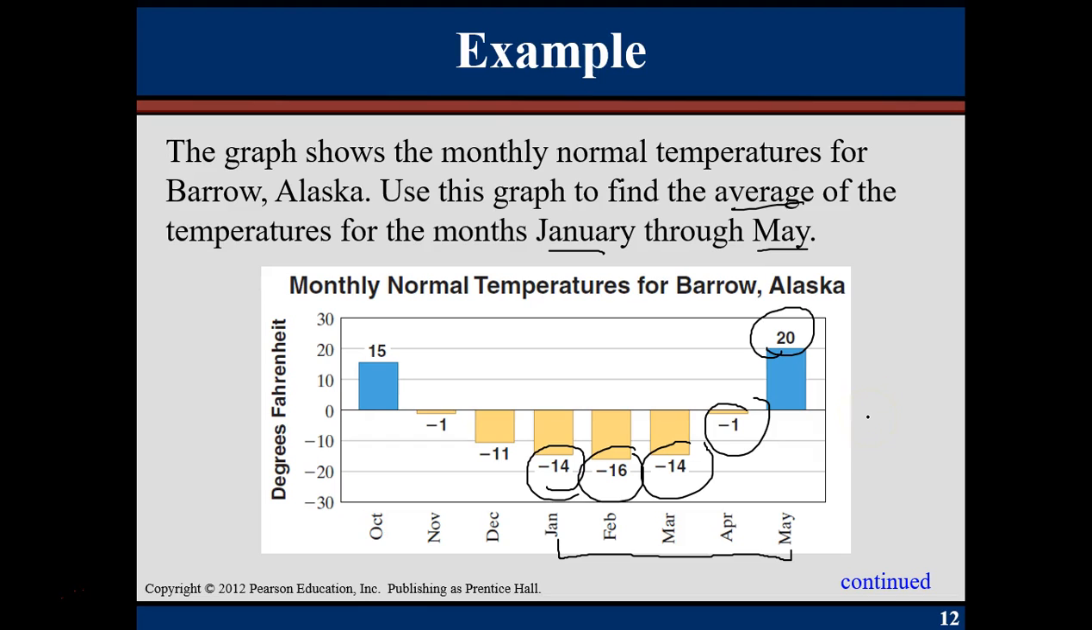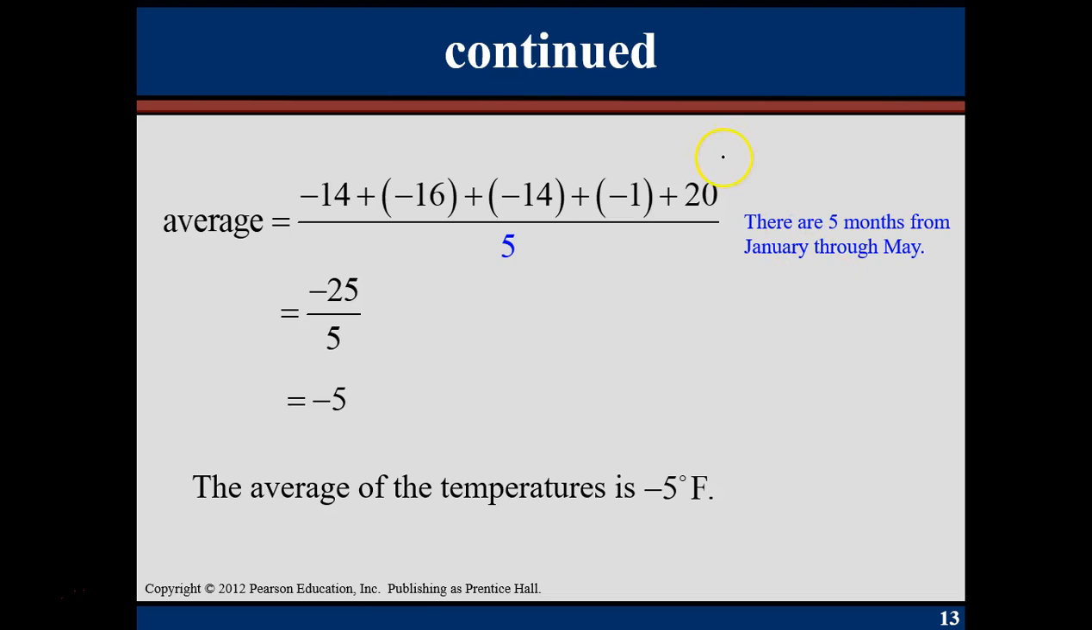So I'm going to add the numbers up in the numerator. Negative 14 plus a negative 16 is negative 30. Negative 30 plus a negative 14 is a negative 44. Plus a negative 1 will give me a negative 45. Plus 20, my numerator adds to a negative 25.